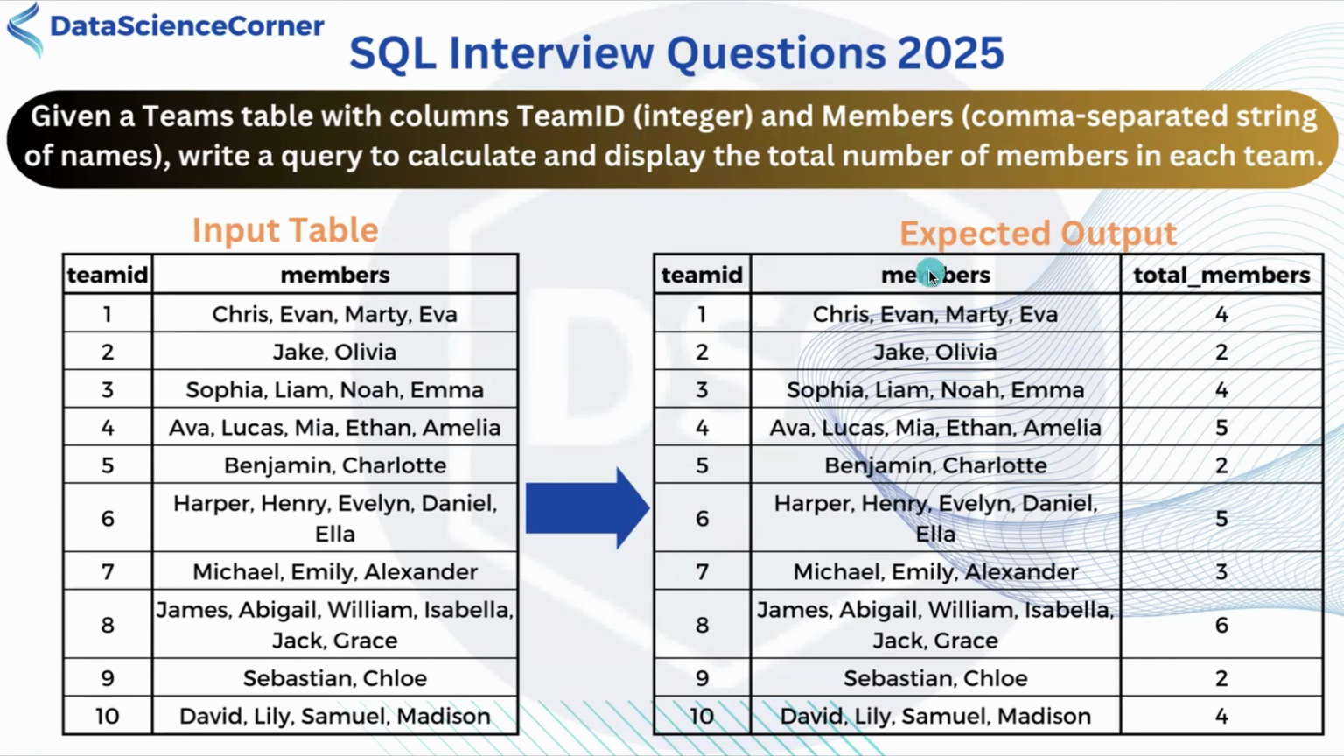Now, in the expected output, we need to find the team ID, members, and the total members in the team. In team ID 1, we have Chris, Evan, Marty, and Eva, so the total members is 4. In team ID 2, we have Jack and Olivia, so the total members is 2. Like that, we need the total number of members for each team ID in the output column total members. So let's go to SQL and check how we can do it.